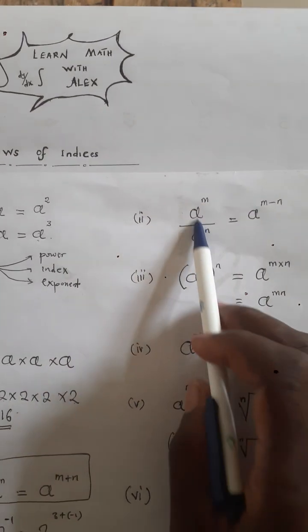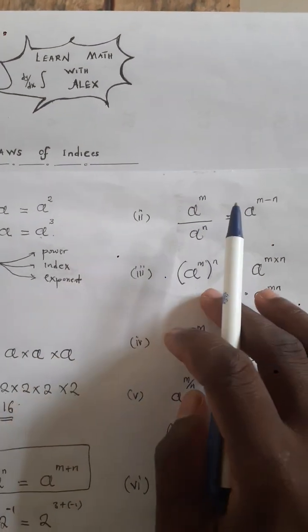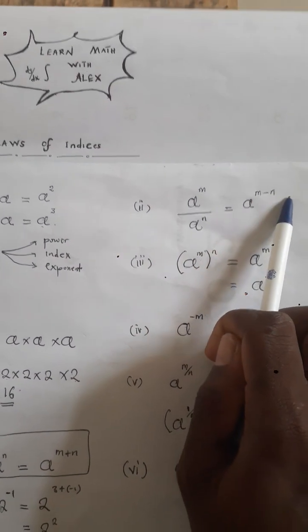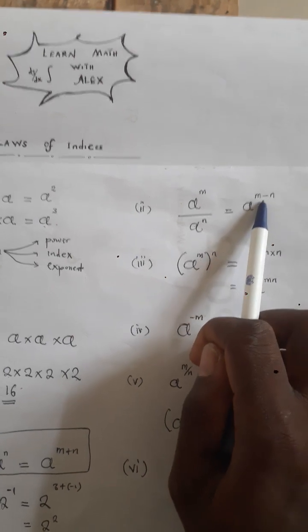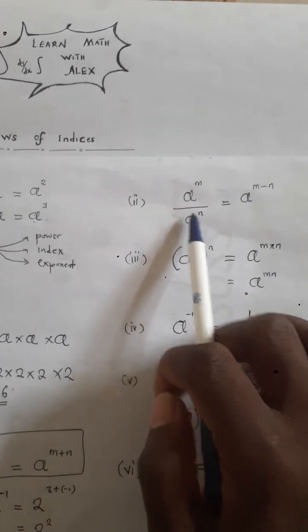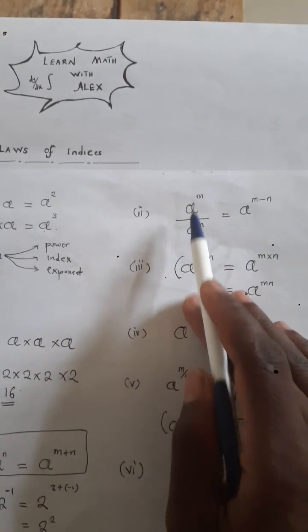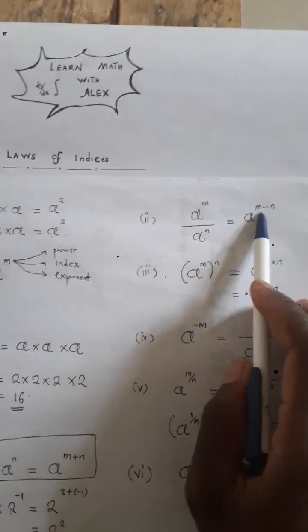When you divide numbers of the same base, as long as you're dividing, you subtract the powers. So what you should always look out for is the base. Are the bases the same? Is there any way you can make the bases the same? If the bases are the same, then you can apply this law.